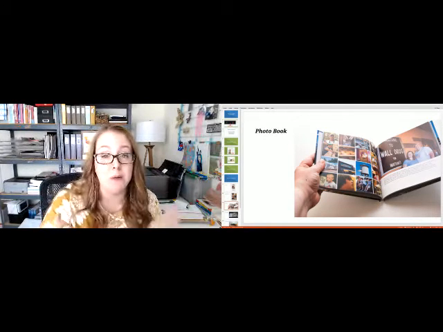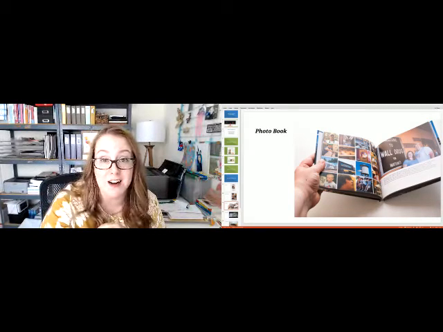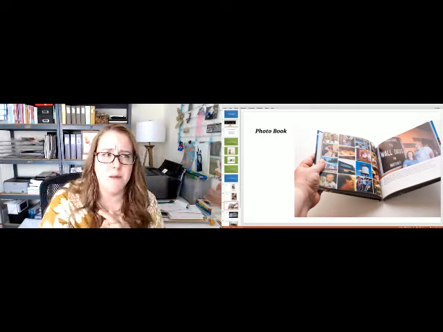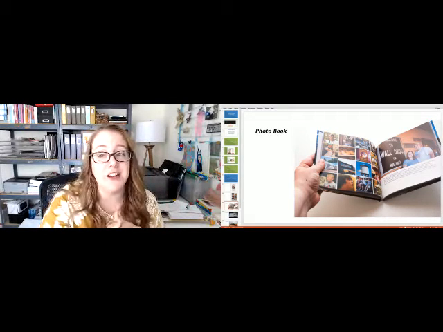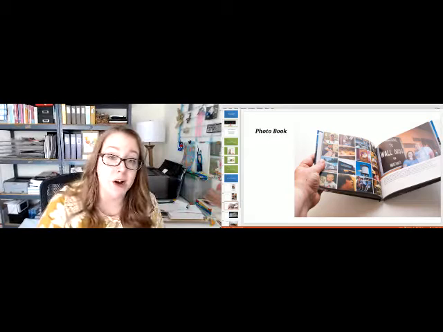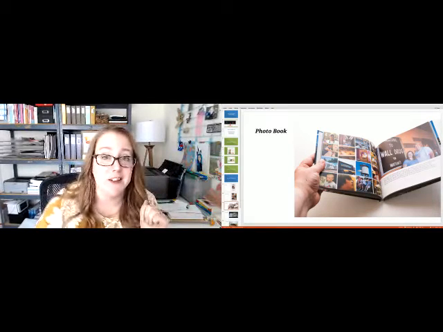And this is one from when we went on a road trip to Montana. It was a big week and a half trip. We took tons and tons of photos, and you can see here I even included photo collages within the book so that I could get more of those pictures in there.